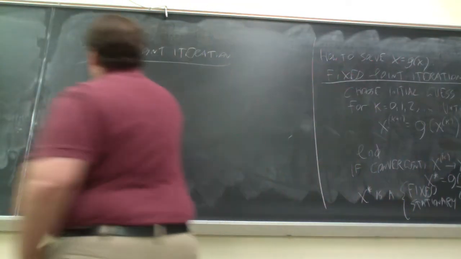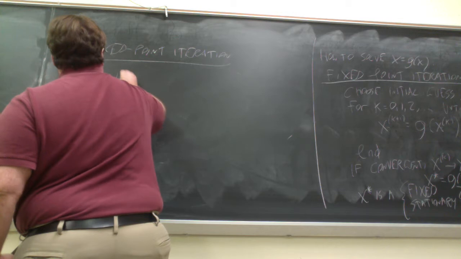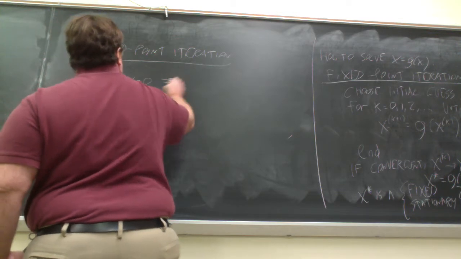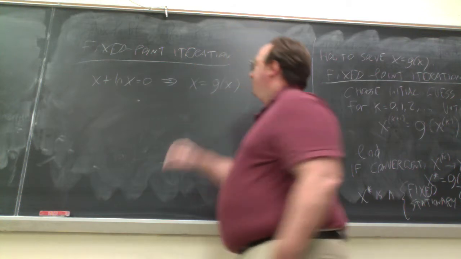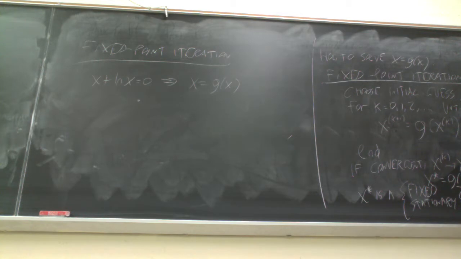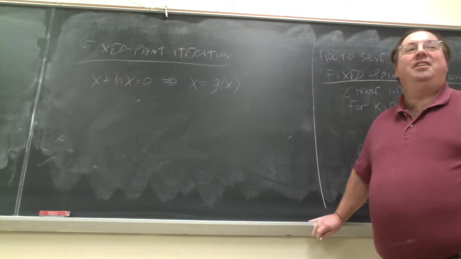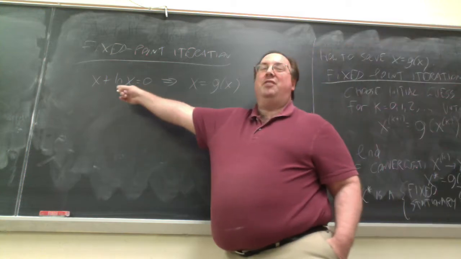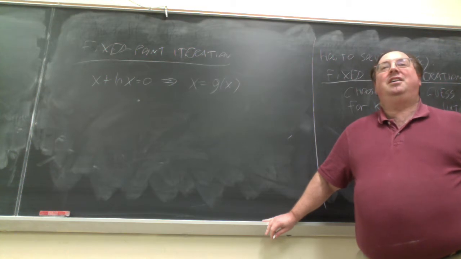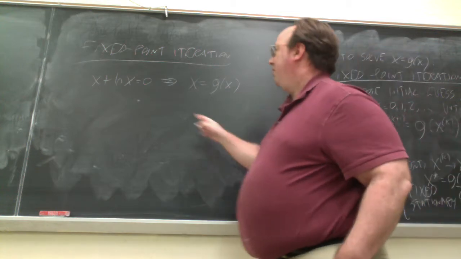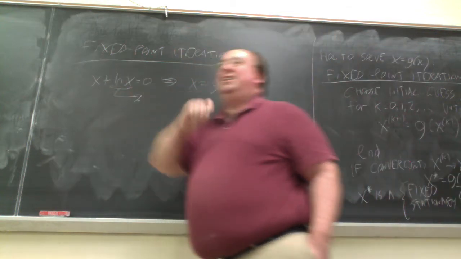So, I want to take this equation, x plus natural log x equals 0, and rewrite it in the form x equals g of x. So, what is the simplest choice possible for g of x? That's equivalent to this equation. In other words, I'm manipulating this equation. Yeah, negative natural log of x. So I can just take this and move it to the other side.